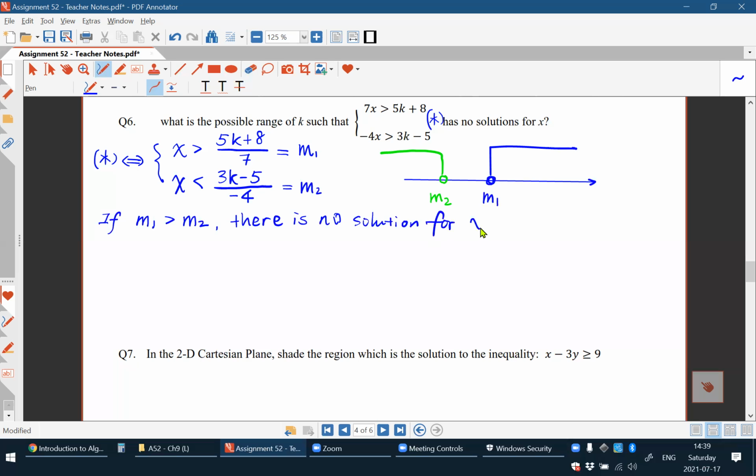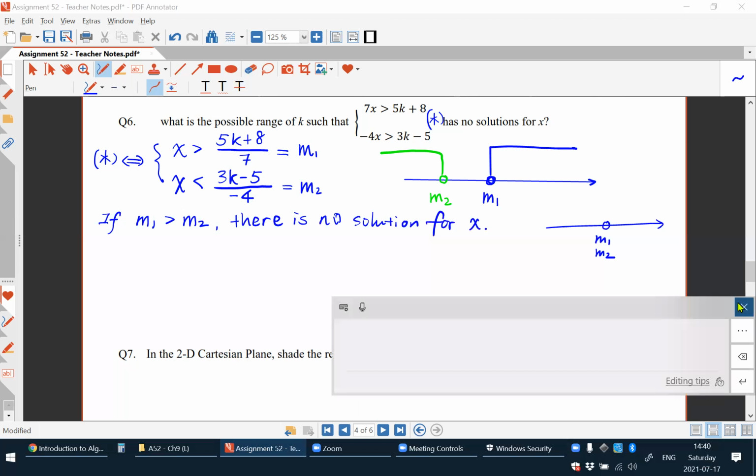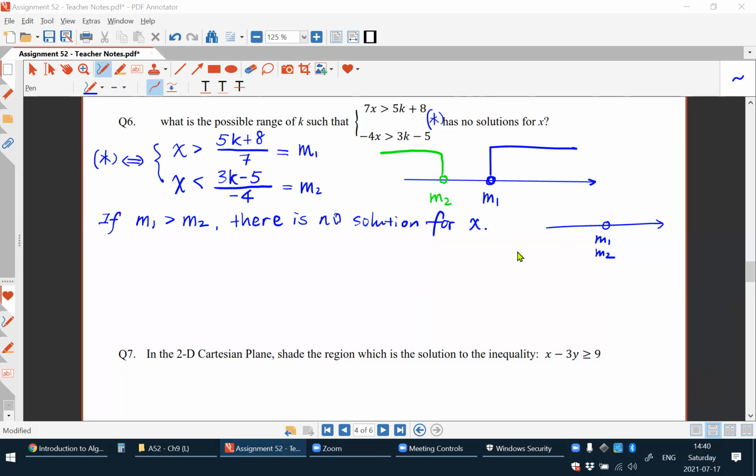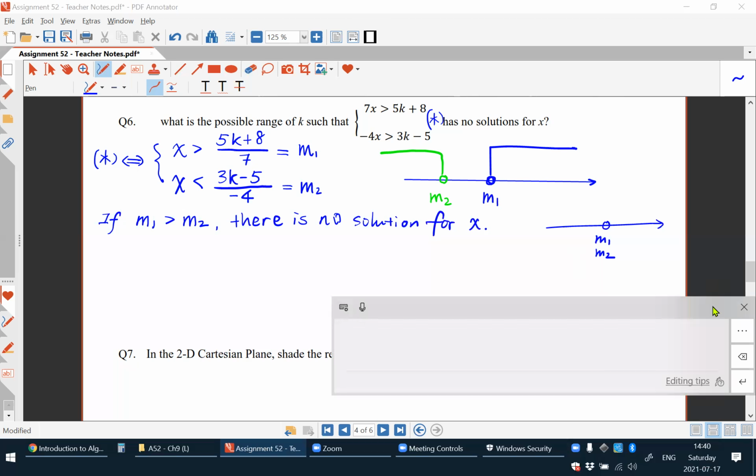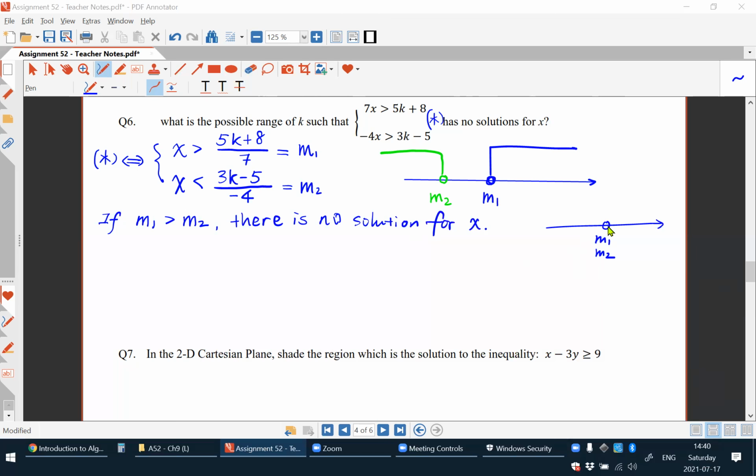Okay, so again, you need to consider the corner case. Can M1 be exactly M2? That means, can this case be possible if M1 is also M2? Is it possible that in this circumstance, there is no solution for x? So can you give me an answer? Can M1 be M2 exactly? Yes or no? In order that x has no solution.